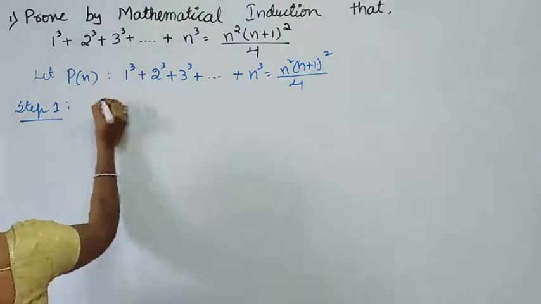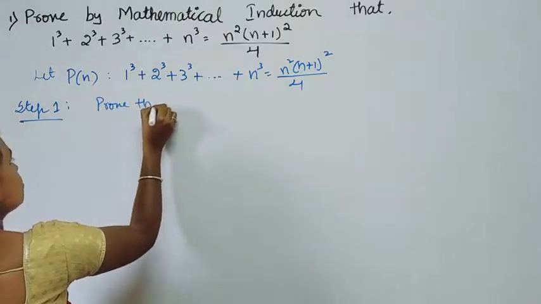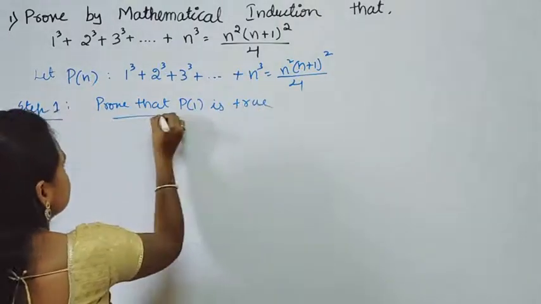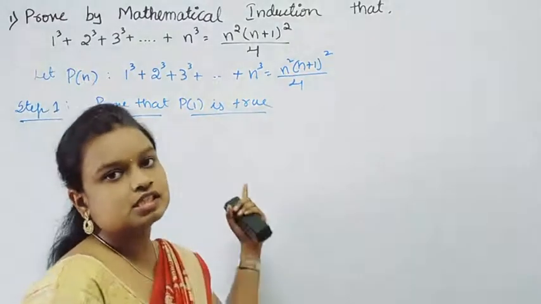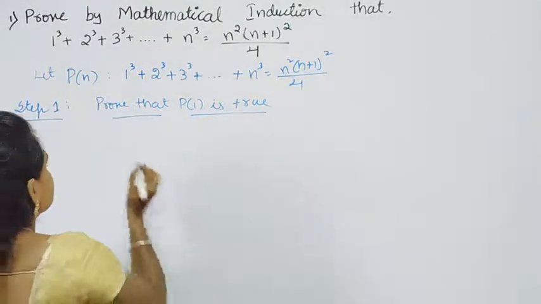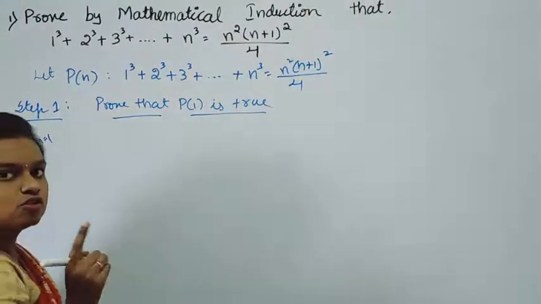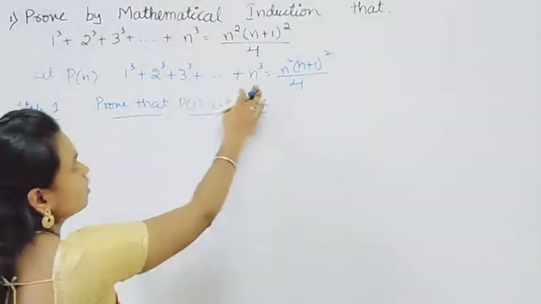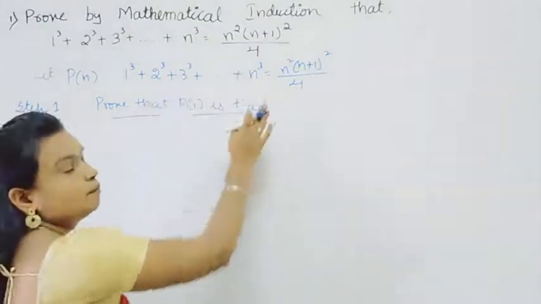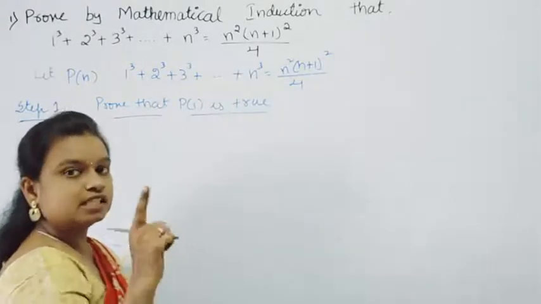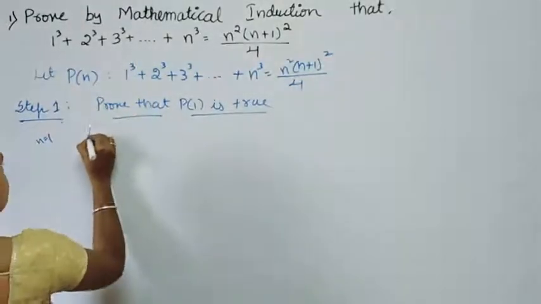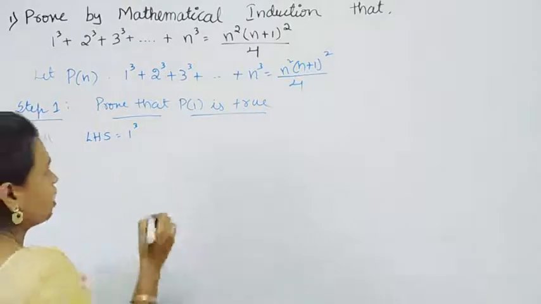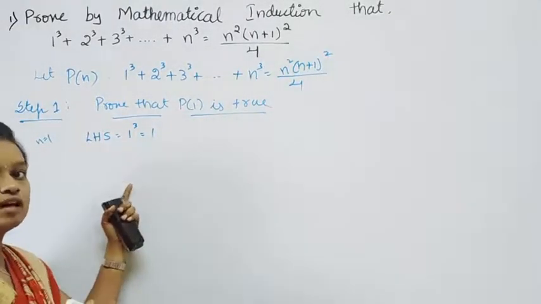Then step 1. What is step 1? Step 1 is: prove that P of 1 is true. This is our first step. For that, n is equal to 1. When n is equal to 1, what does P of n become? If it consists of n terms, it is 1 cube plus 2 cube plus etc. plus n cube. If n is equal to 1, it consists of only one term, that is 1 cube. So LHS becomes 1 cube, which is nothing but 1. This is our LHS.